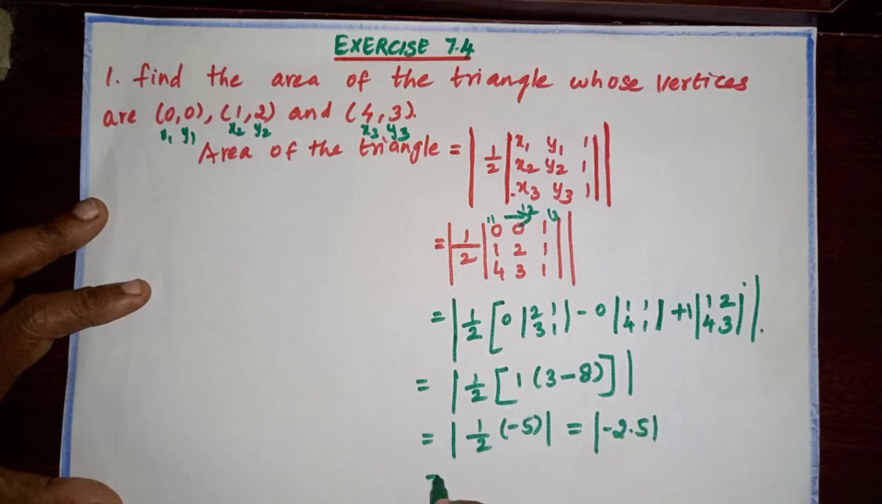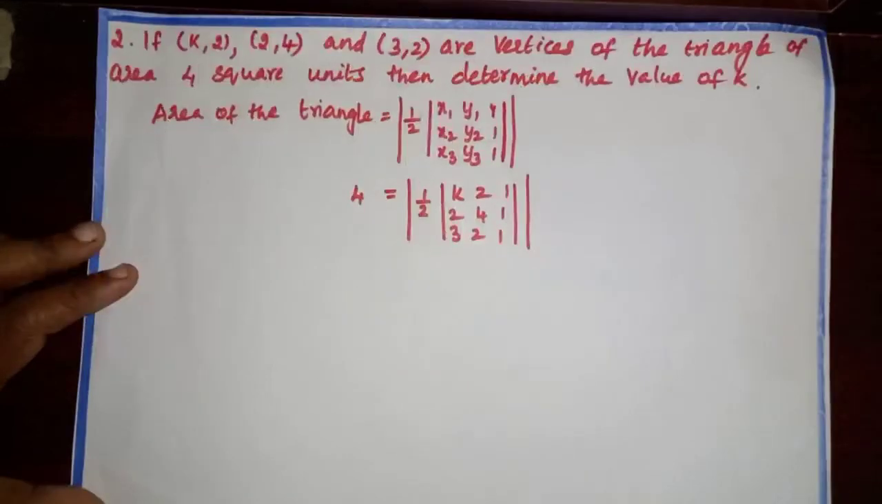When you are removing it from the modulus, that is the absolute value, it will become positive. So 2.5 square units. Therefore, the area of the triangle is 2.5 square units.